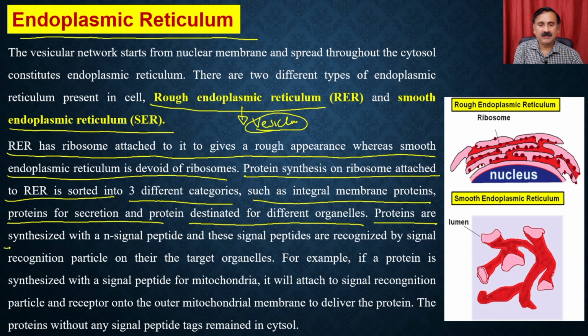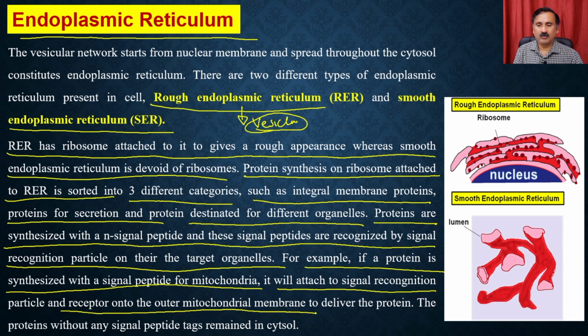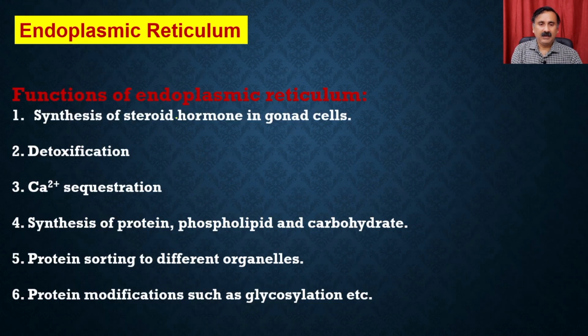Proteins are synthesized with an N-terminal signal peptide, and these signal peptides are recognized by the signal recognition particle on their target organelles. For example, if a protein is synthesized with a signal peptide for the mitochondria, it will attach to the signal recognition particle and receptor on the outer membrane to deliver the protein. A protein without any signal peptide is going to remain within the cytosol. These are the different functions of the endoplasmic reticulum.